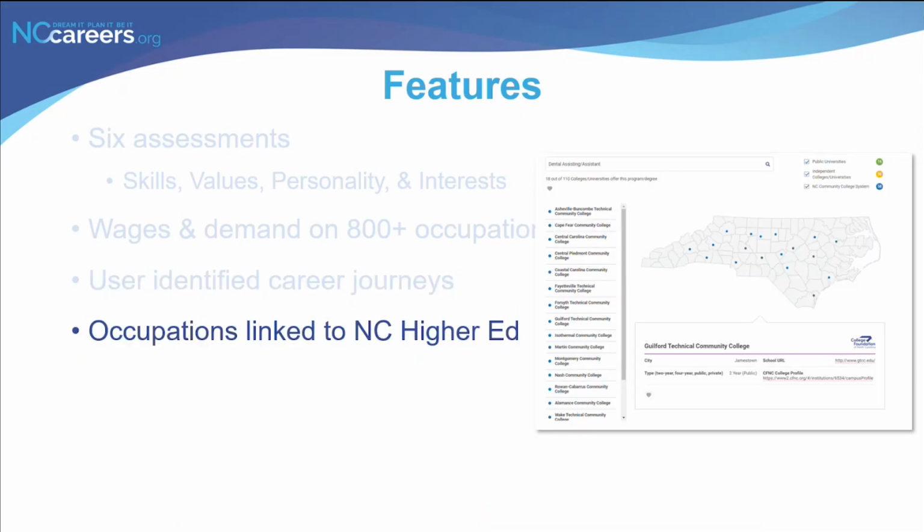We also have an education and training page, which connects occupation information to institutions across North Carolina that offer programs and training related to that occupation. So if someone is interested in a specific occupation, they can see what education is required and the institutions across North Carolina that offer that program or training. This is based on the North Carolina public universities, independent colleges, and community college system.